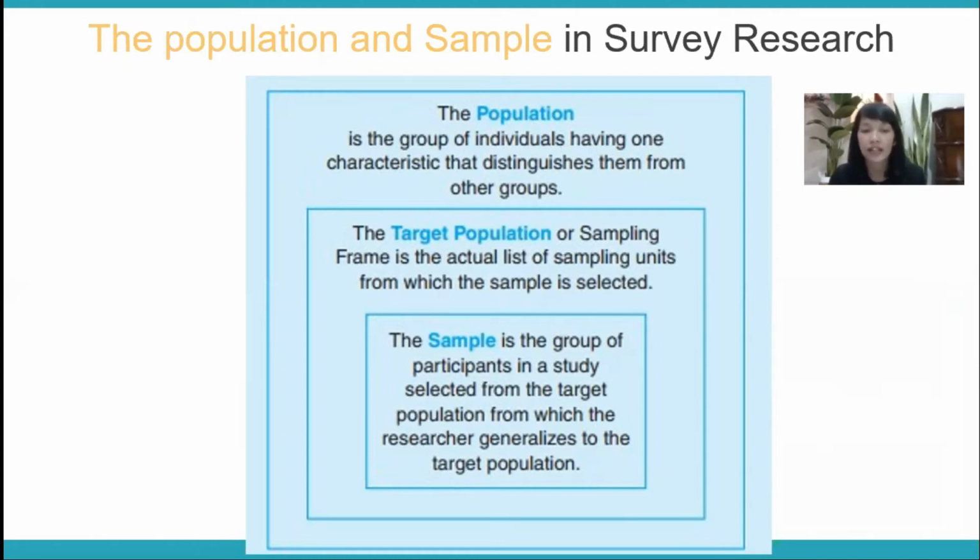And in the target population, there is of course the main one, which we call the sample. It is the group of participants in a study selected from the target population, from which the researcher generalizes to the target population.